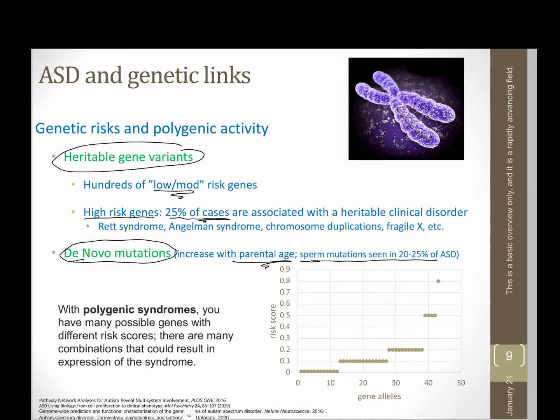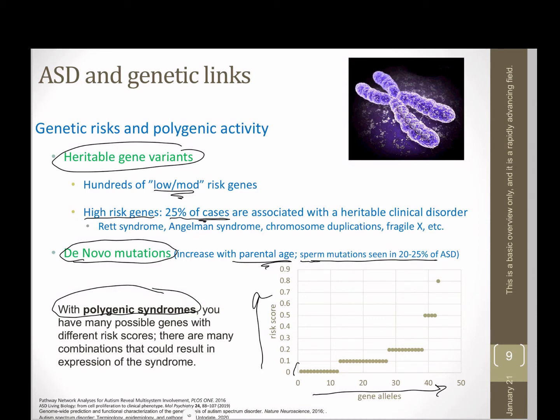What we want to think about is that the genetic part of ASD risk is polygenic. And that means you have to have multiple genes that all come together, each of which has a different amount of risk. And they all come together and have to end up adding up to enough risk to develop the syndrome. Just to give you a visual of what that might look like, say you have multiple alleles of different genes, and each of them has a different risk score.